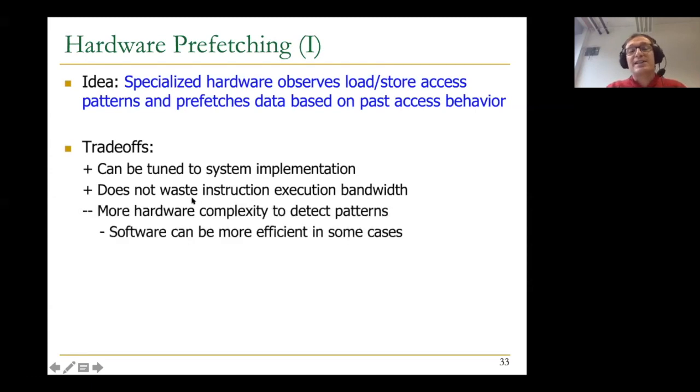Of course, the downside is now you need more hardware complexity to detect patterns. And in some cases, software can be more efficient, right? So this leads to hardware-software cooperative mechanisms that you can imagine, and we will briefly talk about, where the software provides the type of pattern and hardware actually tries to detect that type of pattern. That's also a possibility, as we will see. So the software-hardware cooperative mechanisms can actually do even better. But we will first start with pure hardware mechanisms to detect patterns.